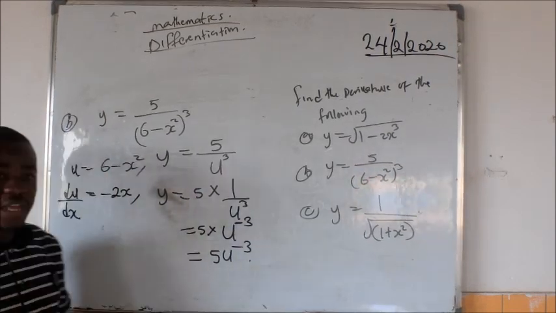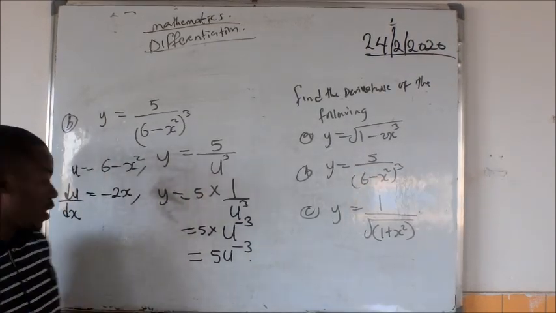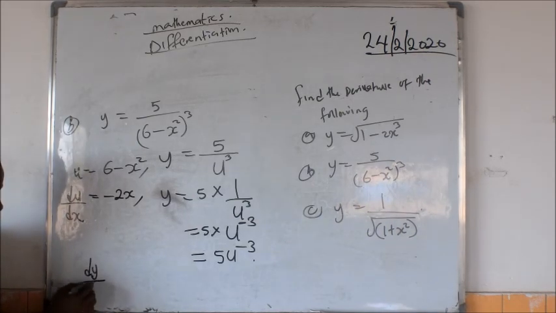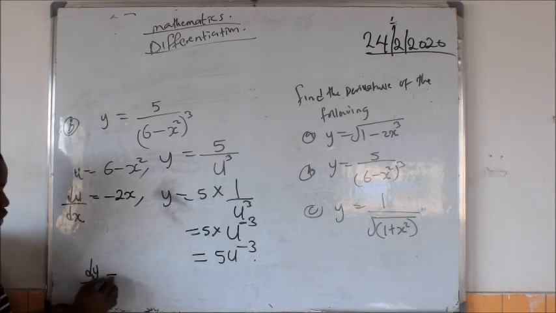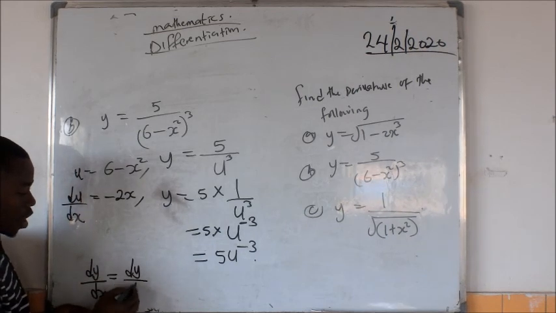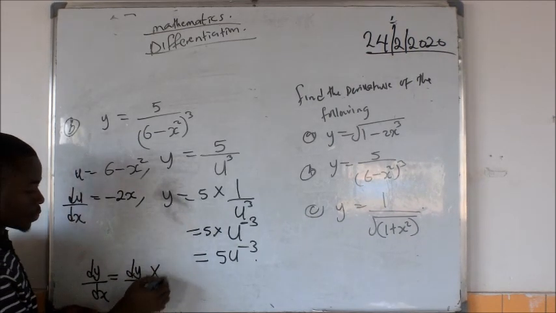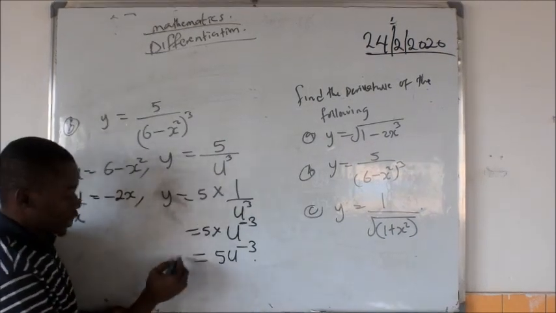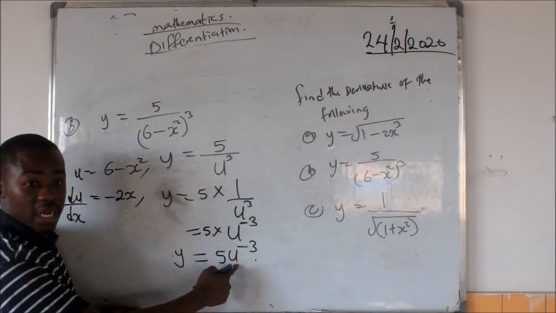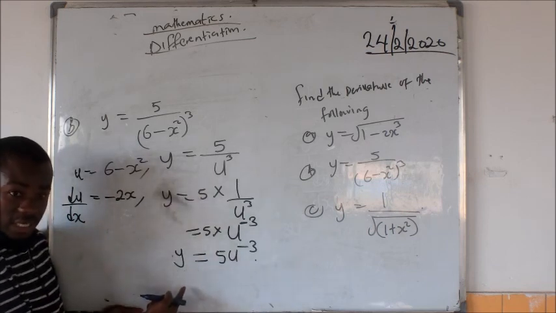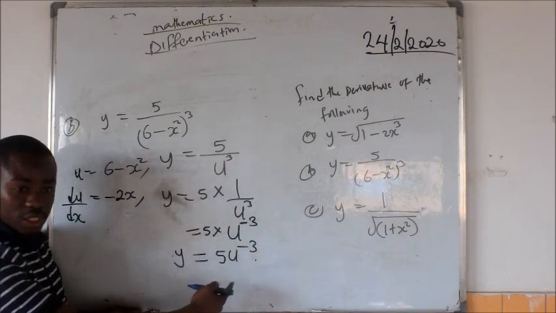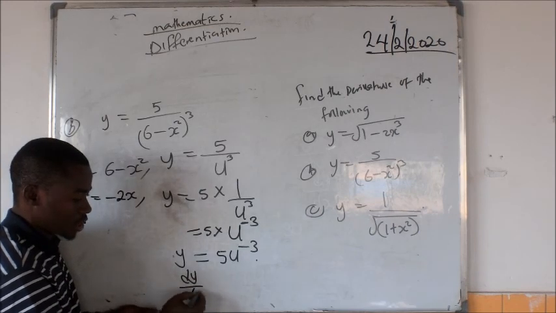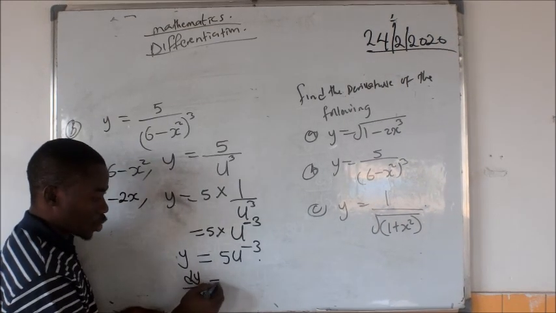Now, after this, you use your formula for chain rule, which is dy over dx equals dy over du multiplied by du over dx. So this is still y equal to this; we have not differentiated it, we have only rearranged it. Then what do you now do? You do dy over du, which is now equal to.